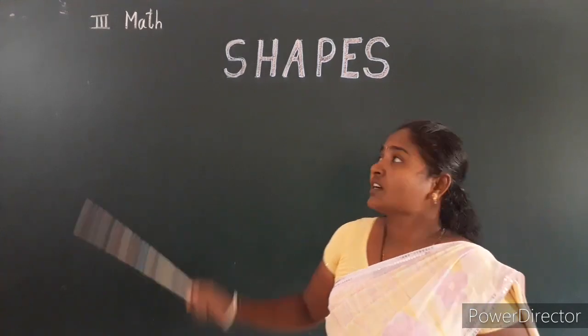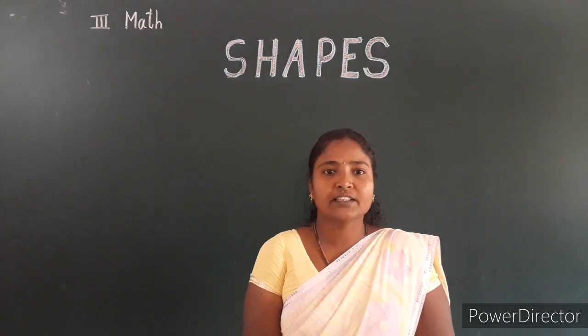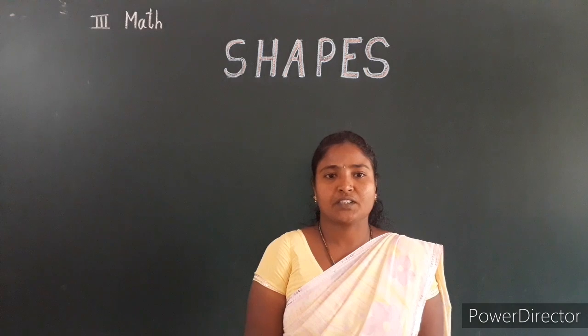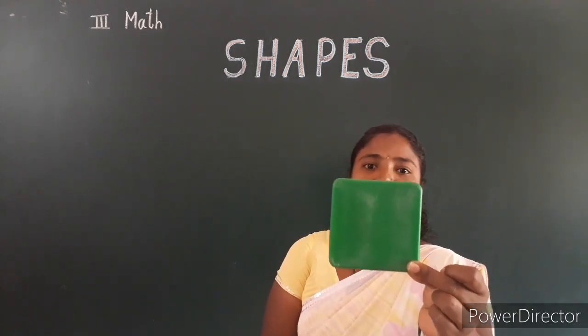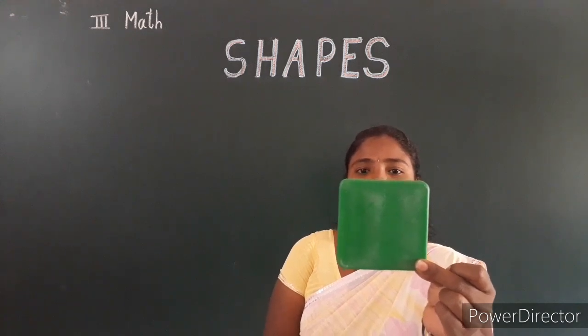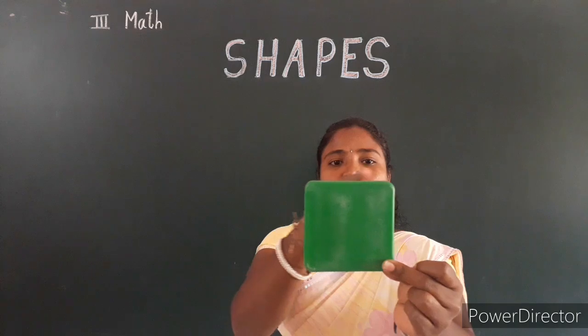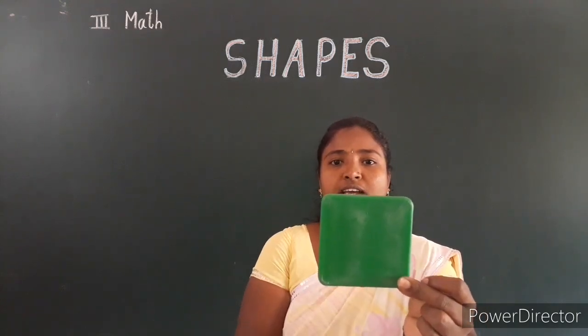Learn about shapes. Children, you already learned in the previous class about shapes. See children, do you know this shape? Yes, this is a square. It has four sides.